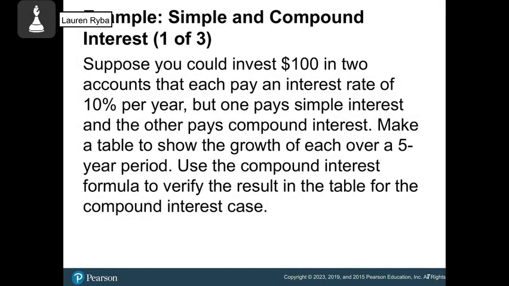Suppose you can invest $100 in 2 accounts that each pay an interest rate of 10% per year. One is going to pay simple interest and the other is compound interest. Let's make a table to show the growth of each over that 5-year period. So here you're really going to be able to see that difference that happens between simple and compound. And then on the third slide of this problem, we're going to actually use the formula just to verify that the answer is the same as doing it in the table.